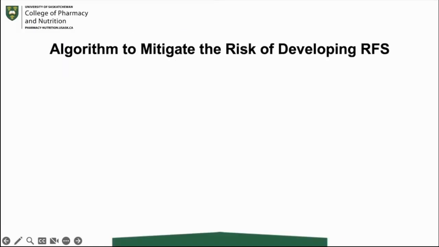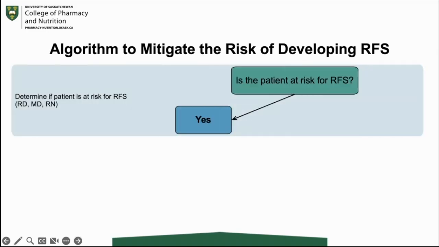The prevention of refeeding syndrome requires a coordinated effort from the multidisciplinary team. The first step the team must take is to identify whether a patient is at risk of refeeding syndrome as per the general criteria we previously outlined.